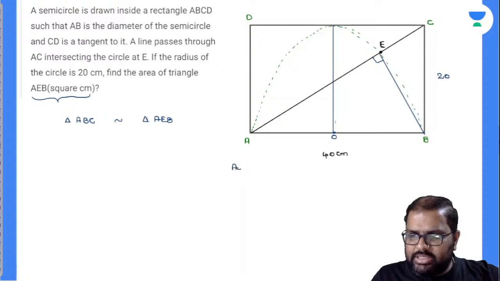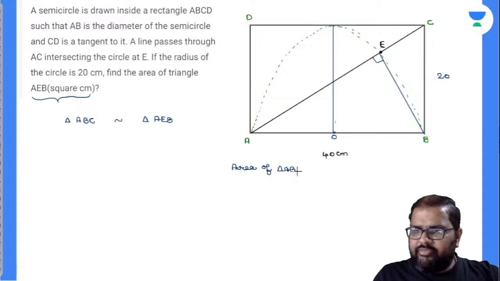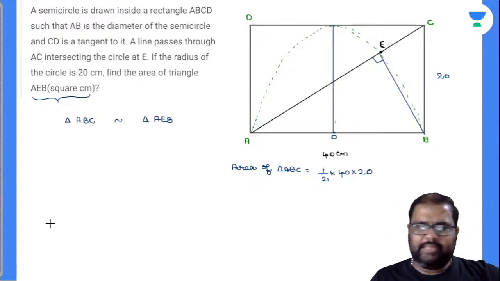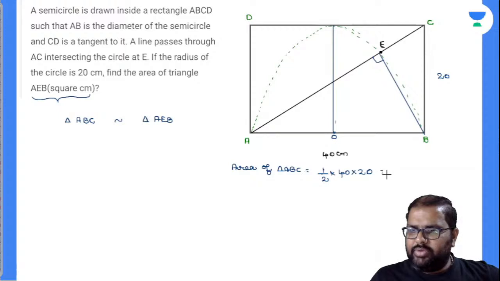Everybody can find this very easily. Area of triangle ABC, what was the value? Half into the perpendicular sides, half into 40 into 20. Am I right or wrong? Please let me know. AB, BC. So what will be the value there? Is it 400? Yes, it is 400.